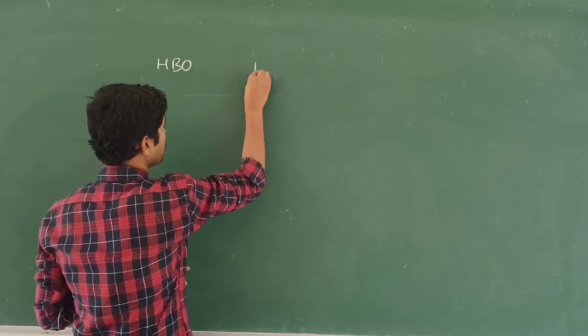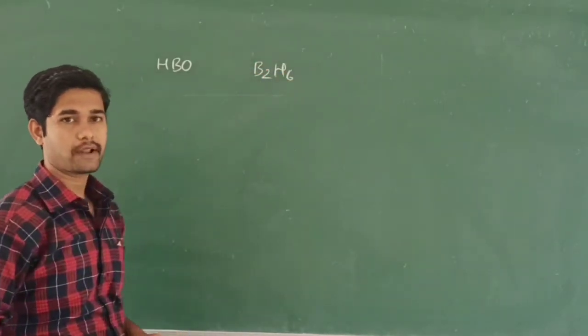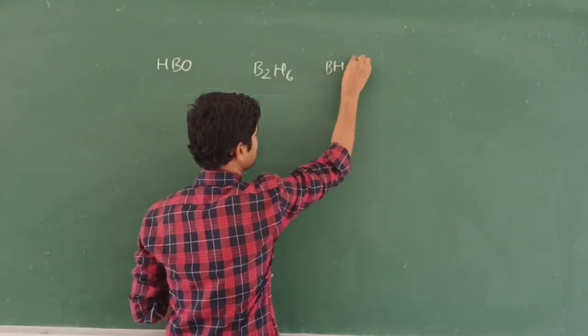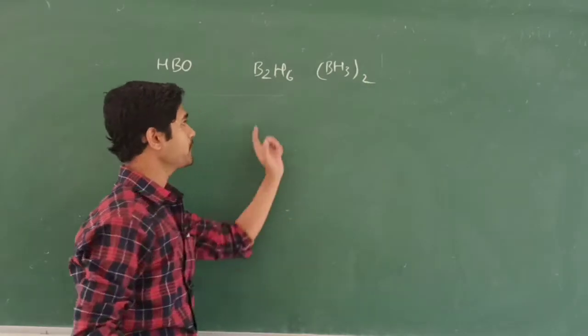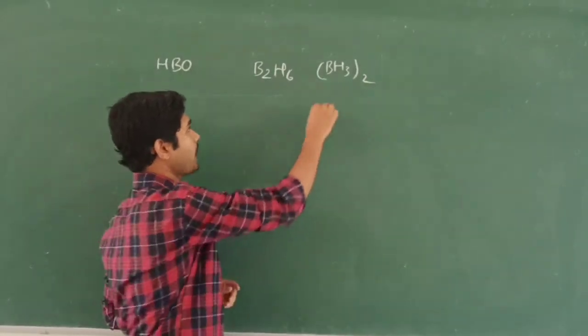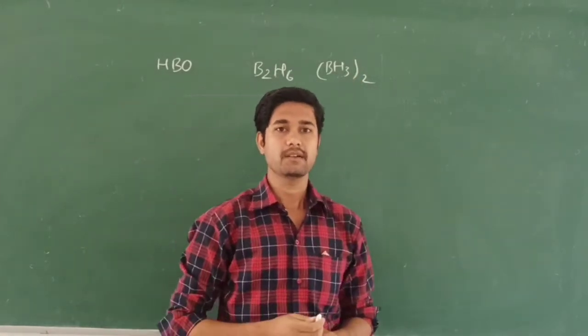Here we are going to use diborane. B2H6 we call diborane, or I may write it as BH3 twice. Both are the same. This is also diborane. And I am going to take 1 unit of this BH3, which is going to react with the alkene, like this.